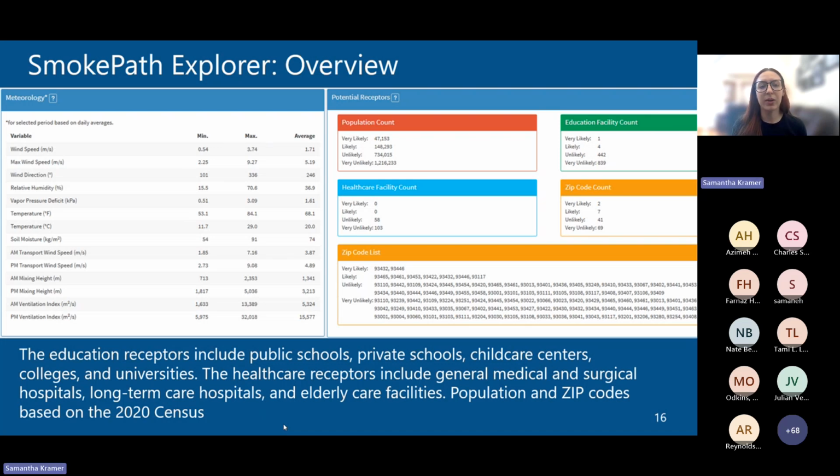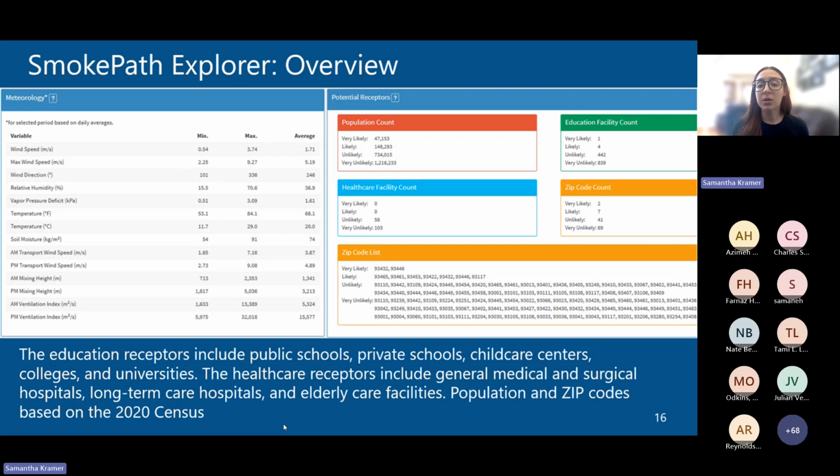And then here, I also just want to highlight these receptors that I talked about before. The education receptors include public schools, private schools, childcare centers, colleges, and universities. And the healthcare receptors include general medical and surgical hospitals, long-term care hospitals, and elderly care facilities.